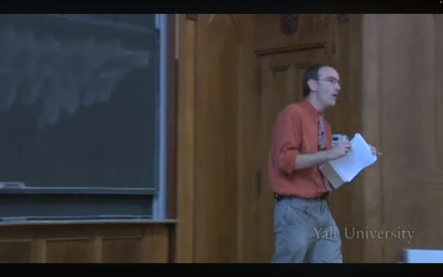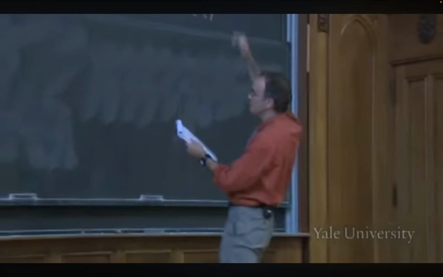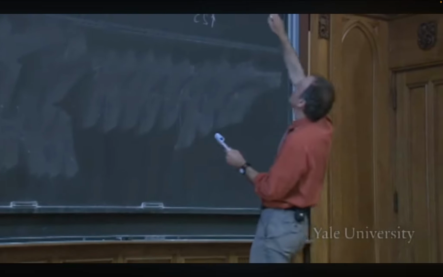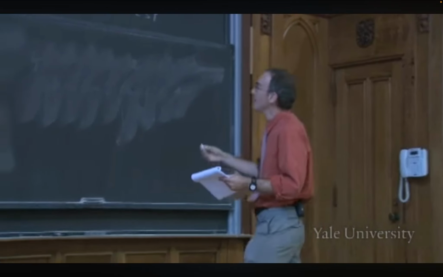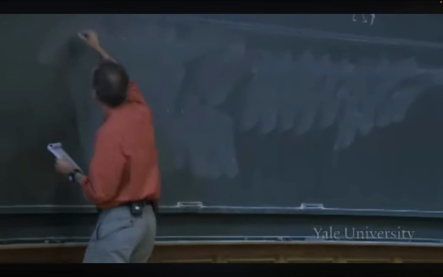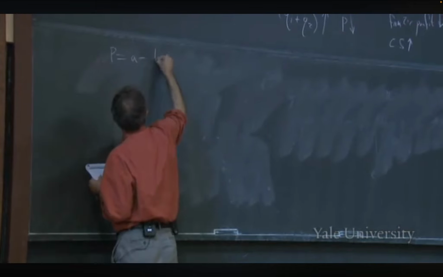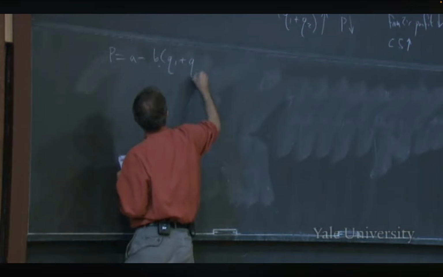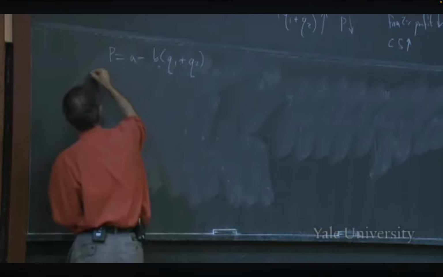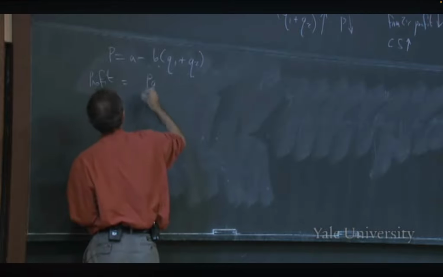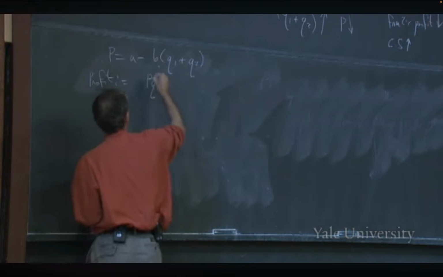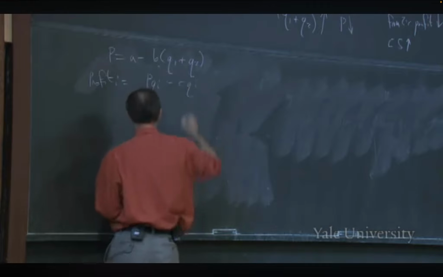So for the next few minutes, we're going to forget we're economists, and we're going to turn into nerds. That isn't a huge transition, but we'll do it anyway. All right, the demand curve is still there. It's P equals A minus B(Q1 plus Q2), and profit for firm i is equal to PQi minus CQi.